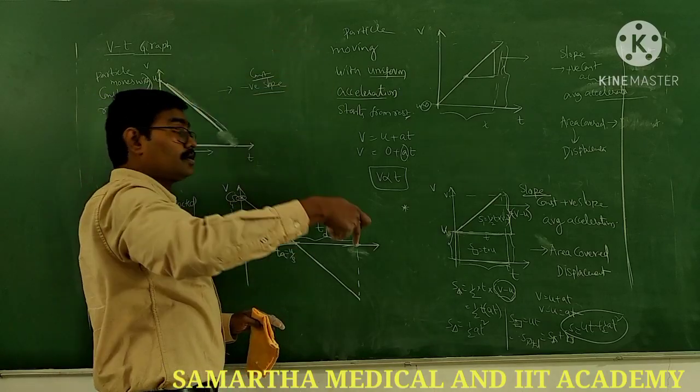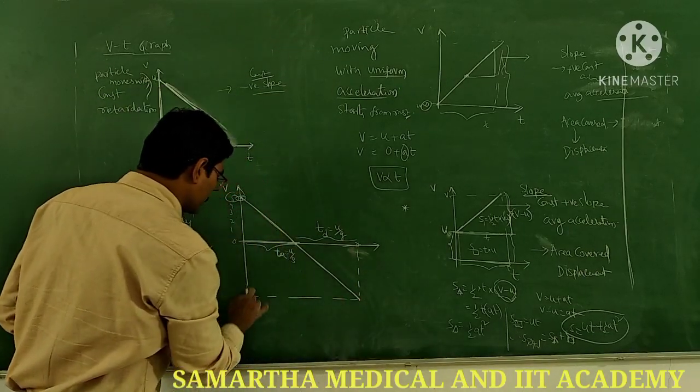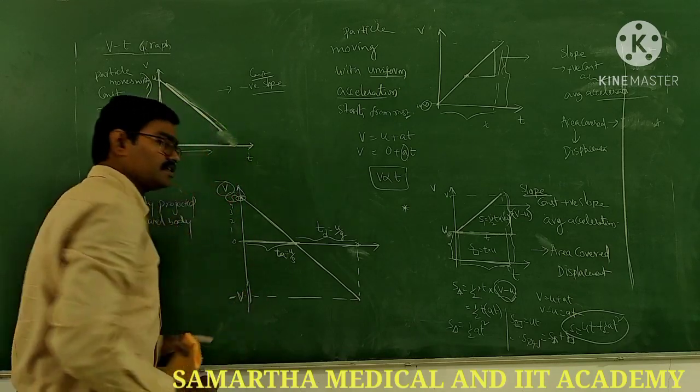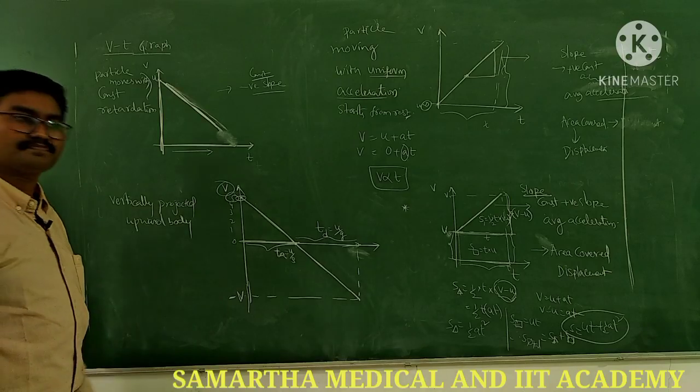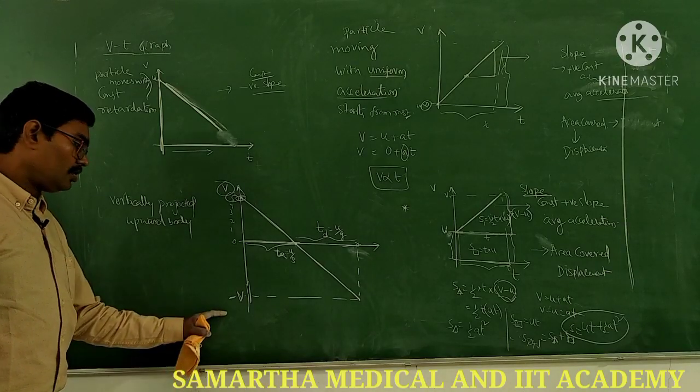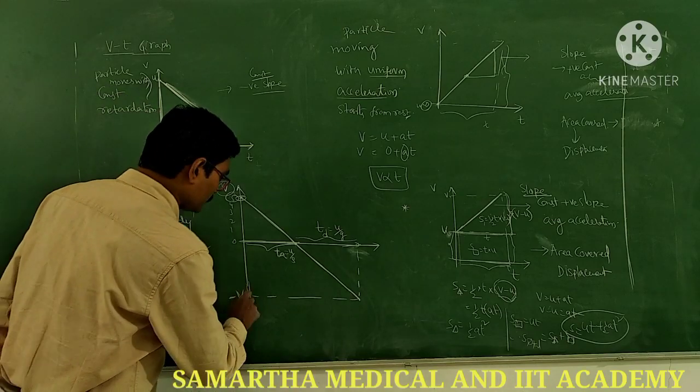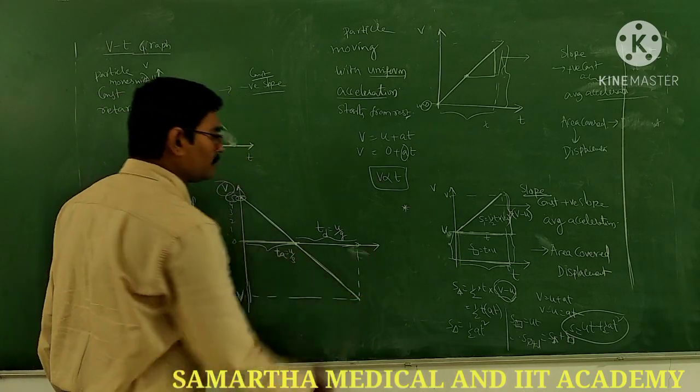After reaching the ground, the velocity is the same magnitude but the sign is reversed, in the absence of air resistance. So v becomes minus v. Clear? Right. So this is the velocity time graph.